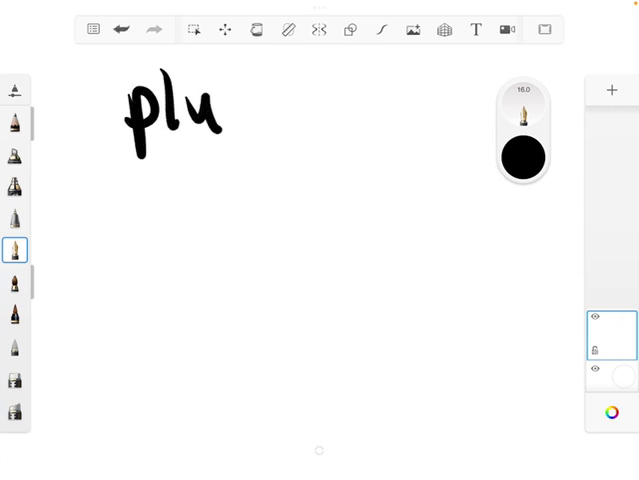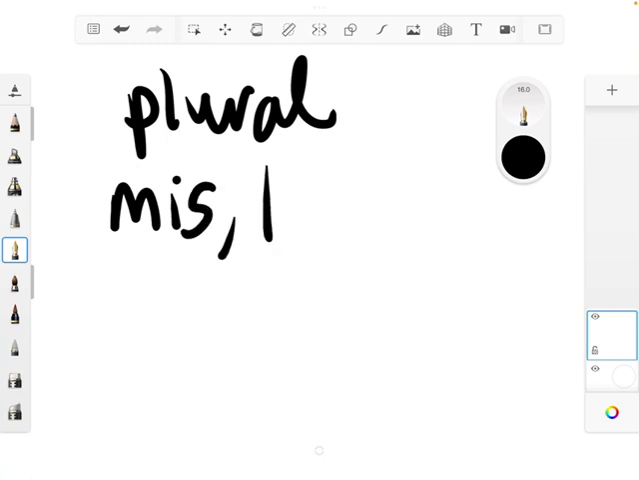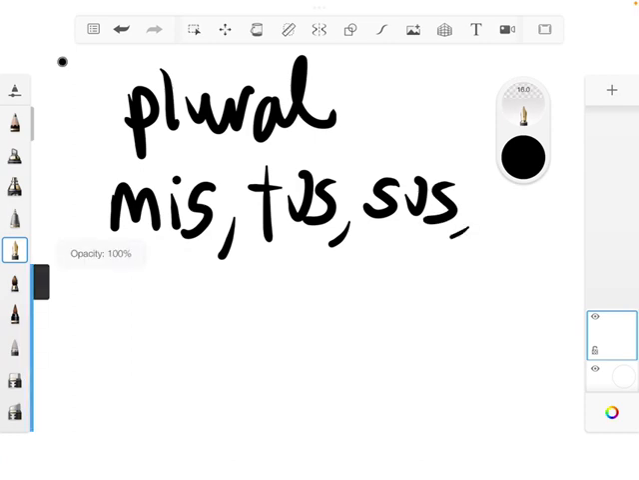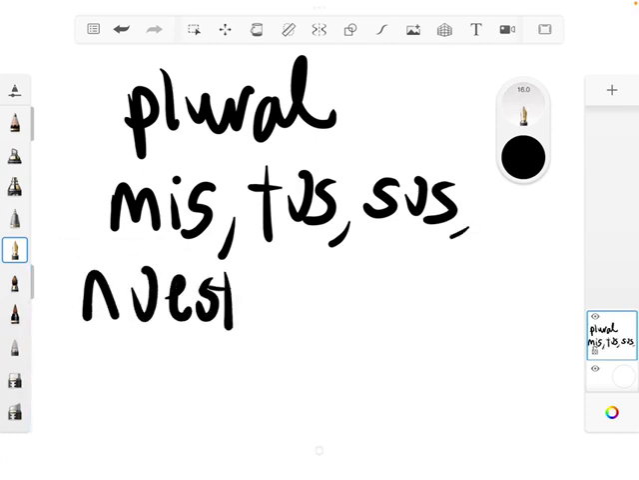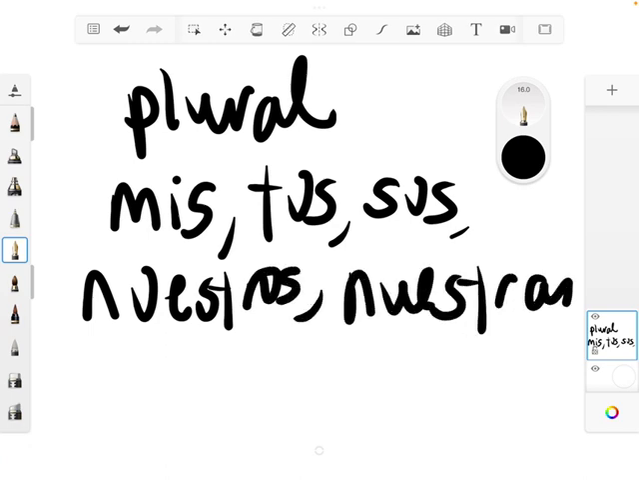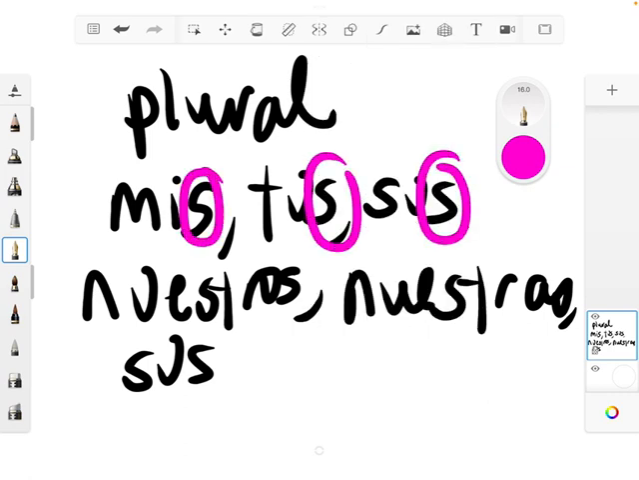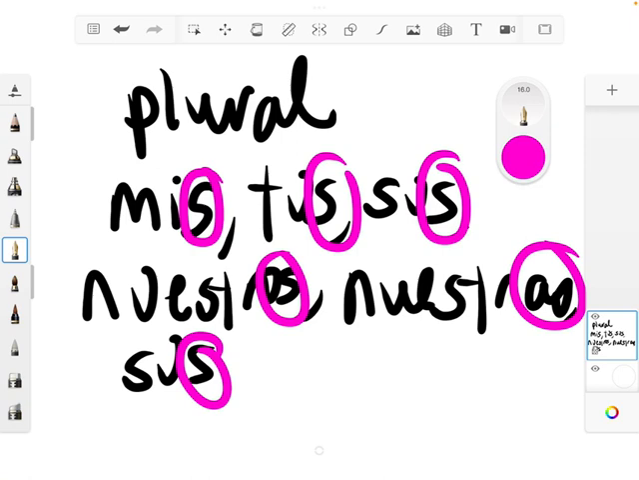So plural: mis, tus, sus, nuestros, nuestras, and su. You notice here the difference is that they have that S at the end, right? And then here we also have the difference that these are going to change depending on gender.